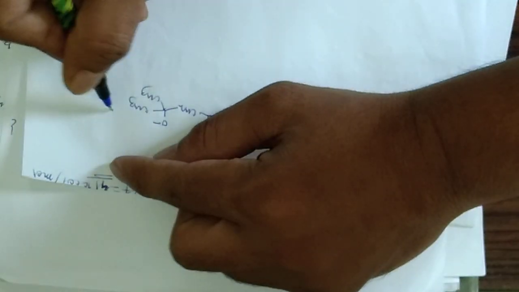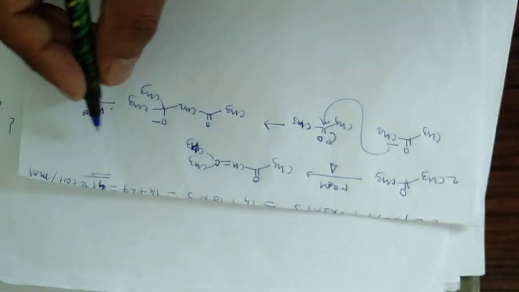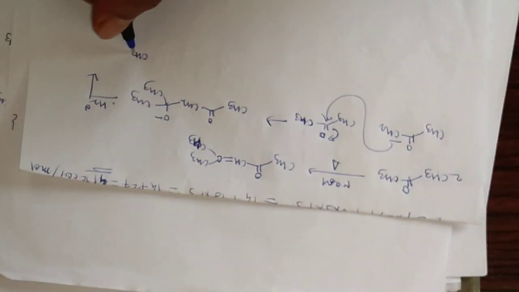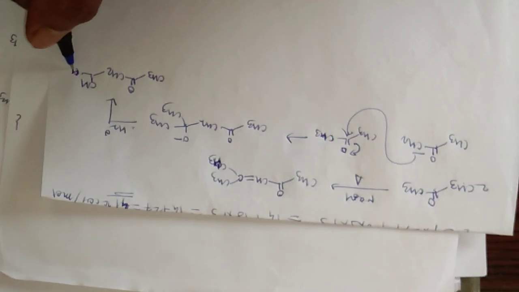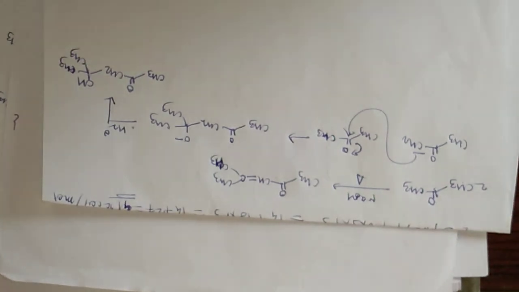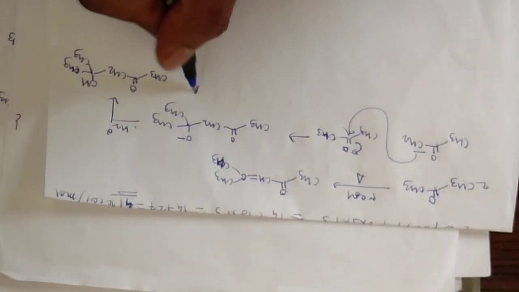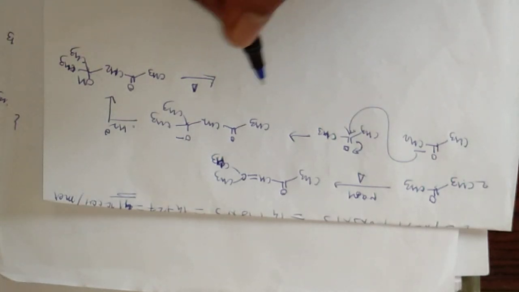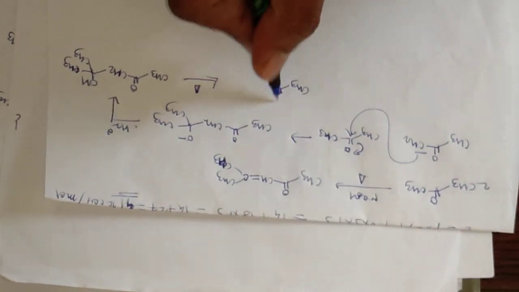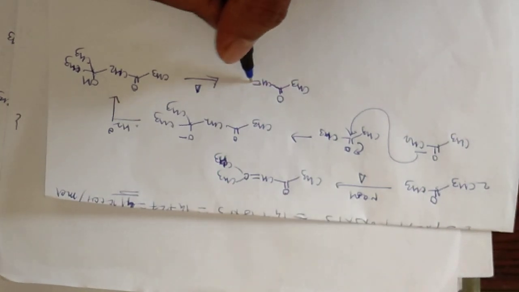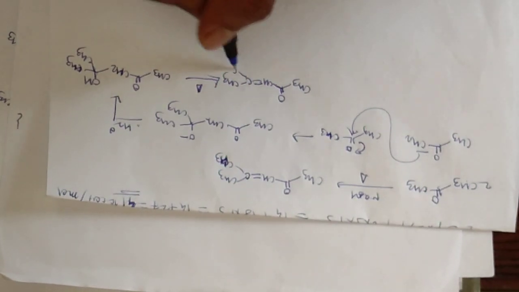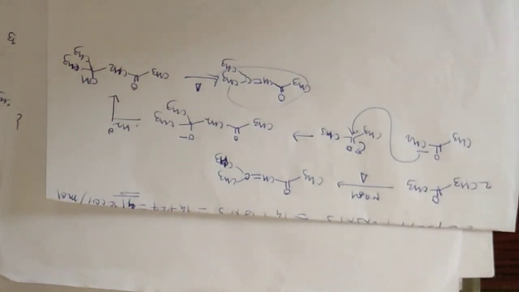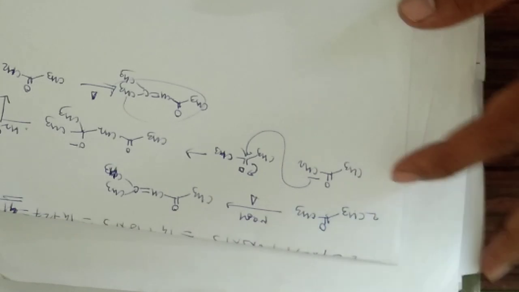After workup, meaning water, this takes a proton from water. Now what will be formed? C=O here, CH2 here, OH, and CH3 and CH3 are formed. And if heat is given in the question, then OH from that carbon and H from that carbon will leave out and form an alpha beta unsaturated carbonyl compound. This is our final product from acetone.